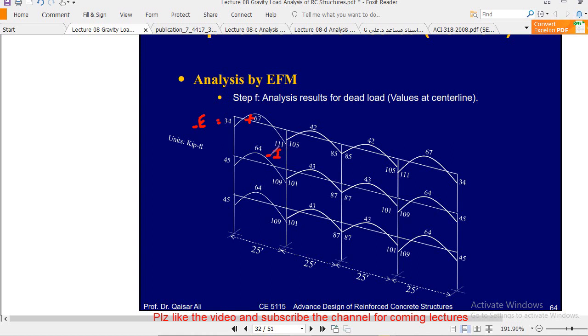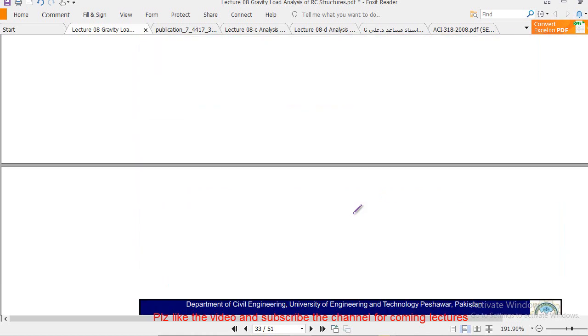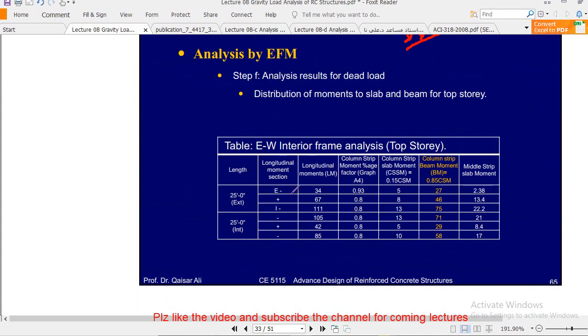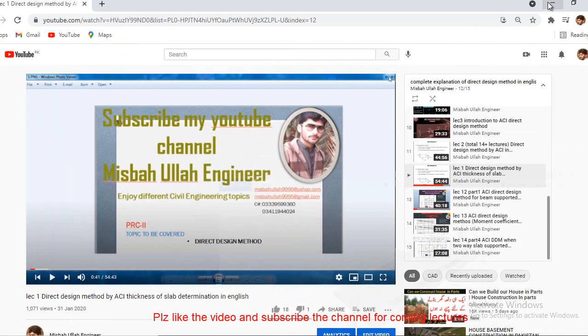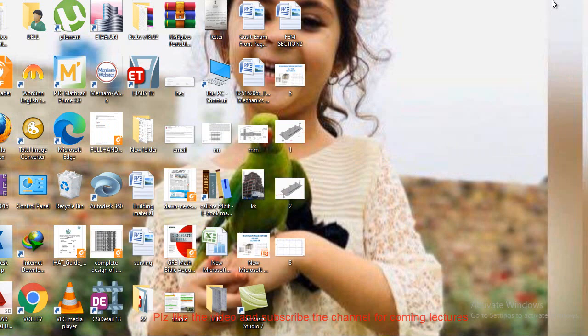So this is interior one, and again it will be repeated for the rest of the moments. Clear? So that is why you see here E negative, positive, I negative, negative, positive, negative for the interior panel. Okay, so let me open my notes.